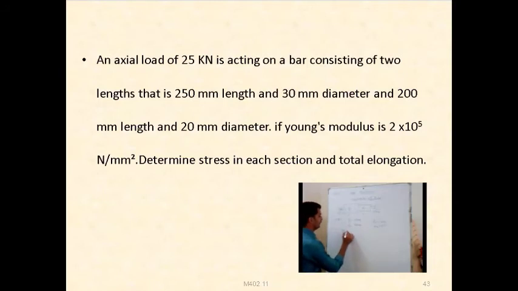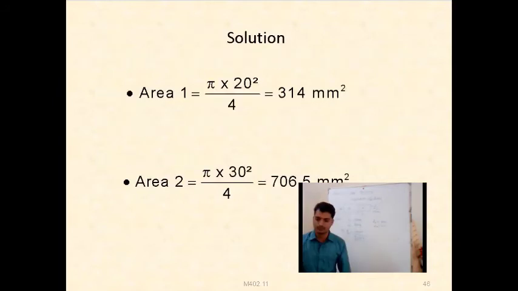So first of all we write the formula for stress: load by area. Load he has given as 25 kilonewtons, which is represented in newtons. Area is pi by 4 d square. What is the diameter D1? 30 mm, squared. So by using the diameters 30 and 20, we can find out the area and stresses directly.